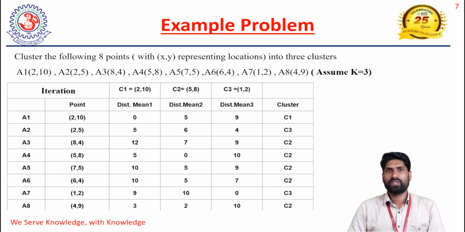Now in the first iteration, we have to choose cluster centers. Here I opted for arbitrarily fixing 3 cluster centers, marked as C1, C2 and C3. C1 is the point A1, that is 2 comma 10. C2 is the point 5 comma 8, which is A4. Then cluster center C3 is assigned as 1 comma 2, that is A7. We fixed K as 3 and chose cluster centers C1, C2, C3 arbitrarily.